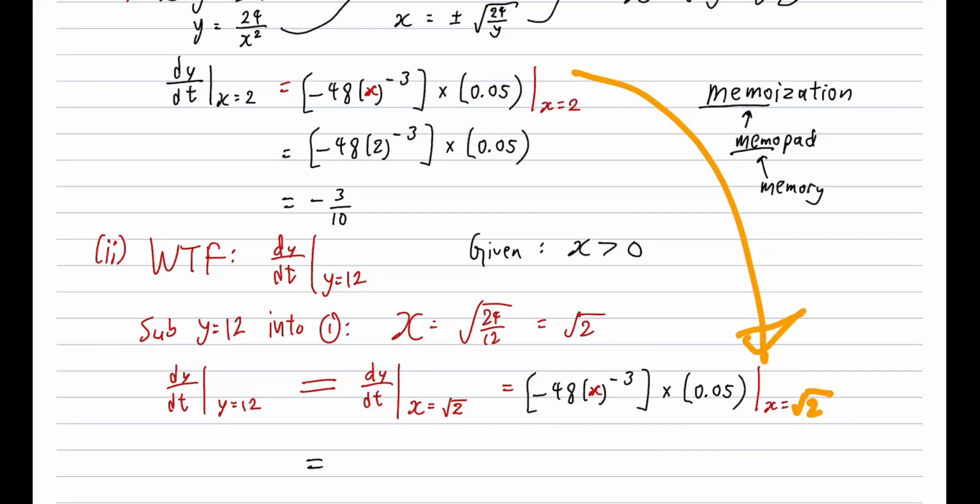Anyways, you sub in x equals square root 2. Let's just do that. Use a calculator now. I don't need exact answer. Square root 2 power negative 3 times 0.05. I got negative 0.848528. Is it the same as your answer? Let's see, what was your answer? Yeah, it's the same. Yes? Convinced? Okay. Very good.